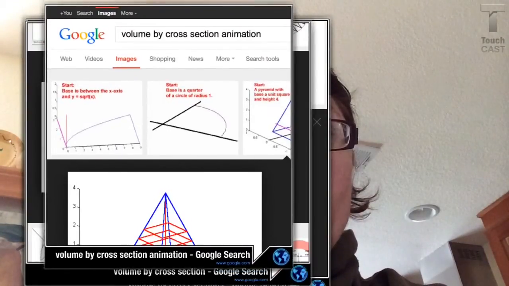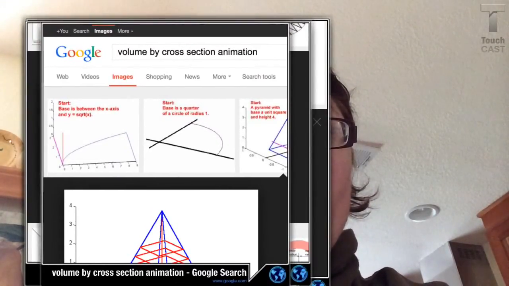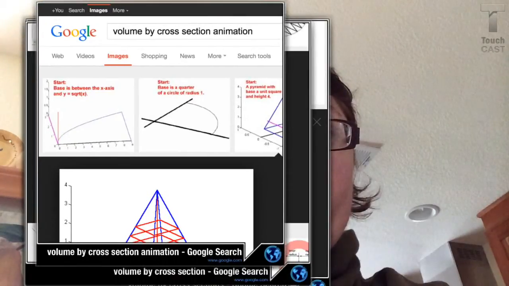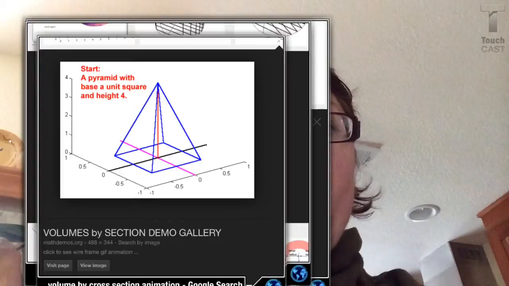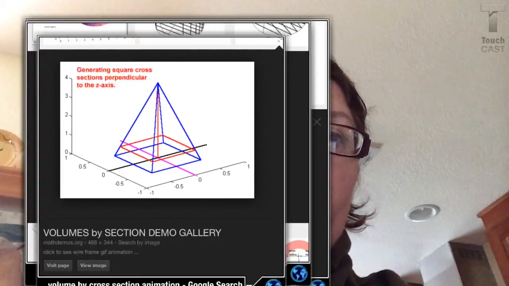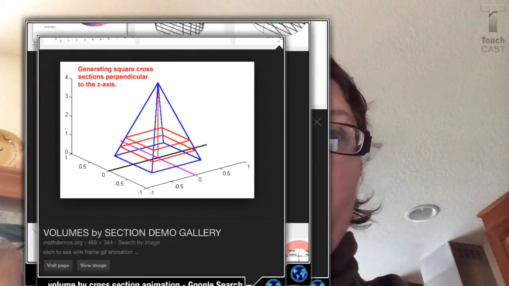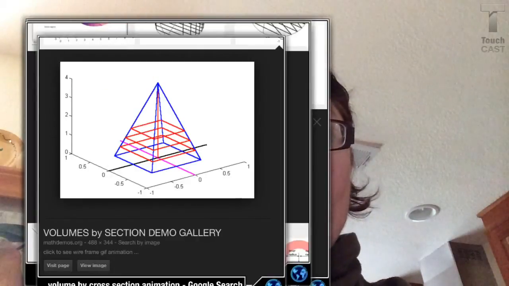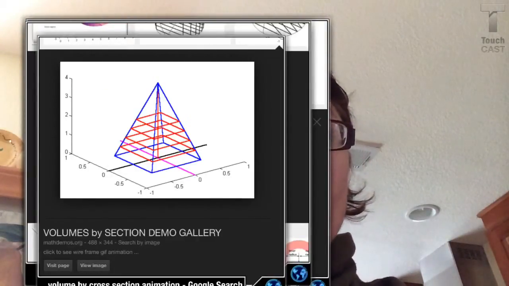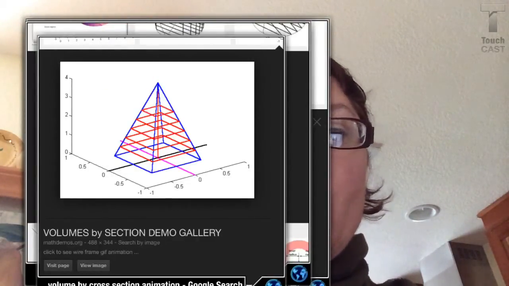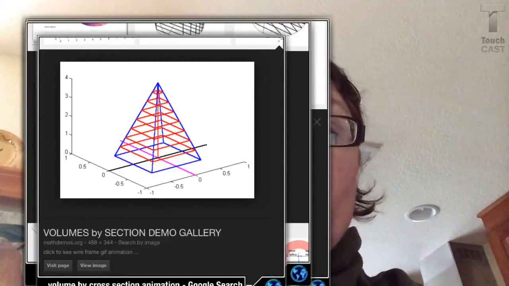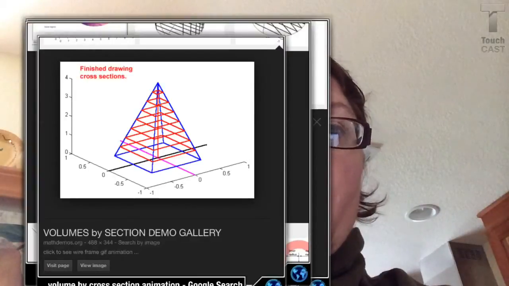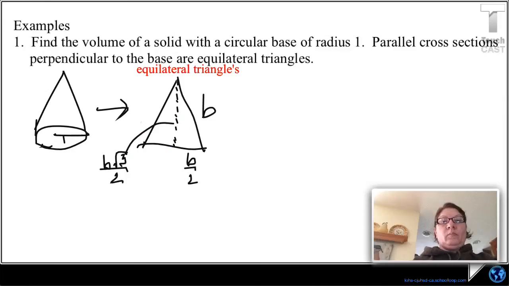And then this one actually has an animation to it that I'm going to struggle with, and the base is a square and we're generating cross sections that are also squares. So I thought those were all kind of interesting. Of course, you could go to Google Images and type in cross section volumes, and you would come up with a whole bunch of examples that would help you visualize it.